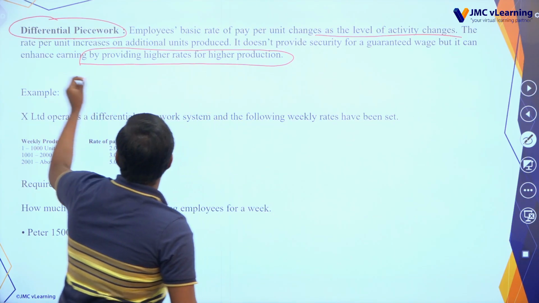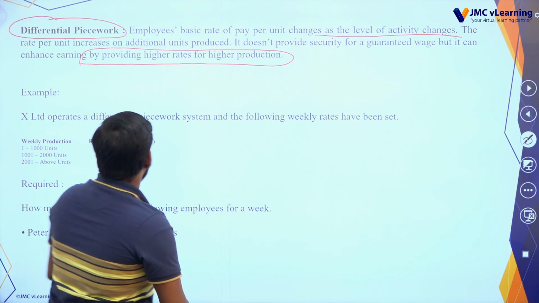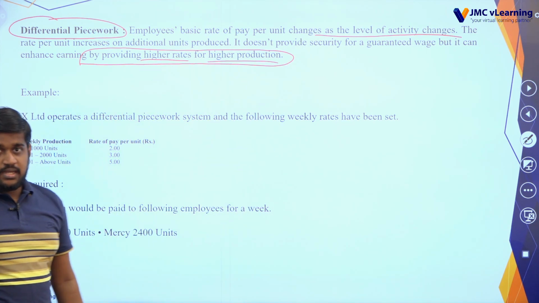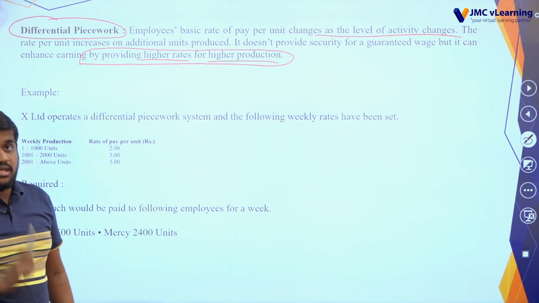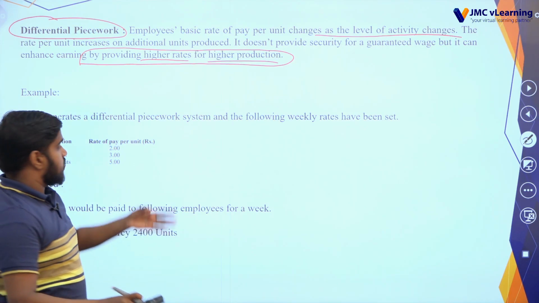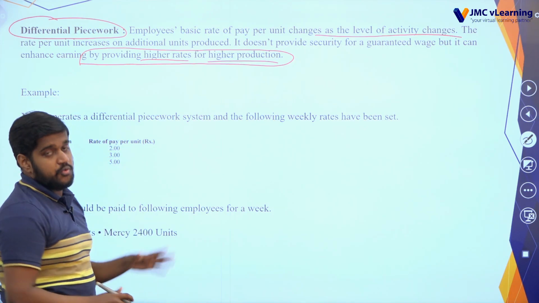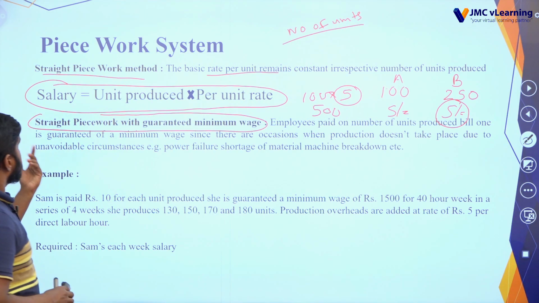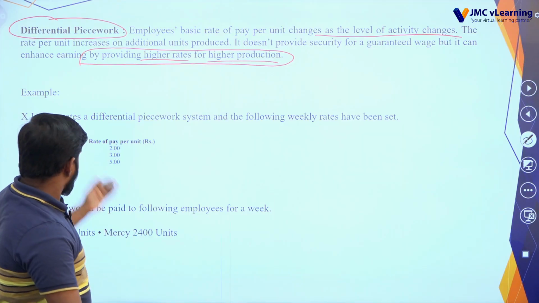Like this situation, if we can use this differential piecework method, then it's providing higher rates for higher production. Therefore, this differential piecework method is more suitable than the straight piecework method. Then we have an example.